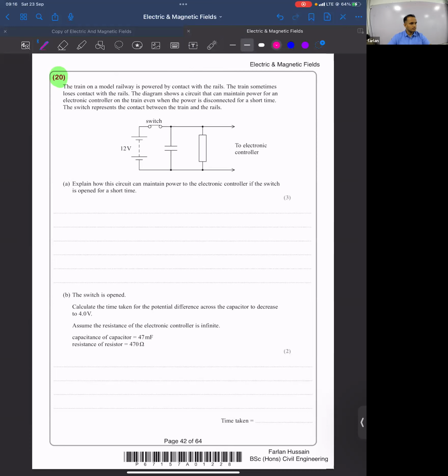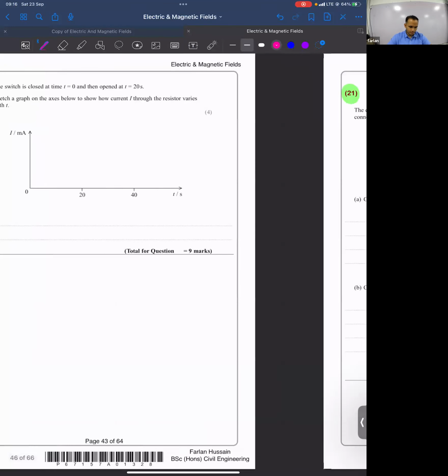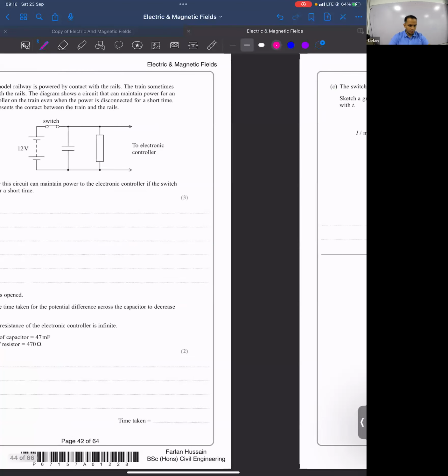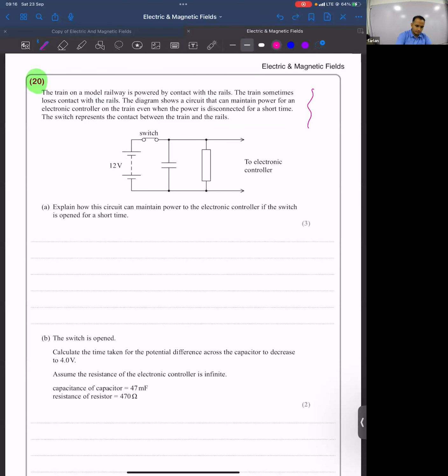It was before. So I have done 20. We'll do 20. We haven't done it, right?